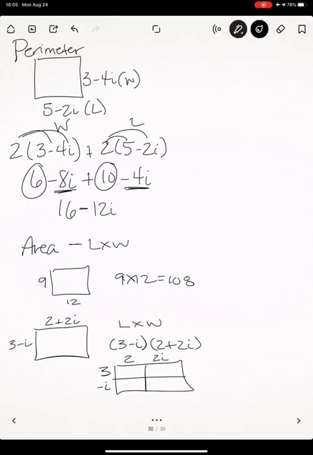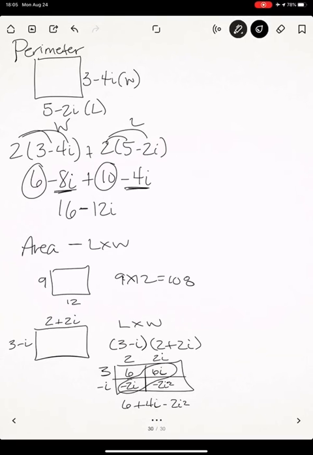So we have 3, negative i here, and then 2 plus 2i. Okay? 3 times 2 is 6. 3 times 2i is 6i. Negative i times 2 is negative 2i. And negative i times positive 2i is negative 2i squared. So just like I said in our Google Meet, we take our like terms, which in this case are negative 2i and 6i, and we get 6 plus 4i minus 2i squared.